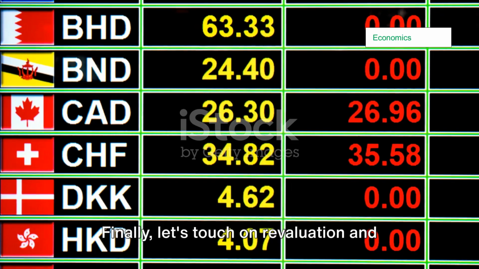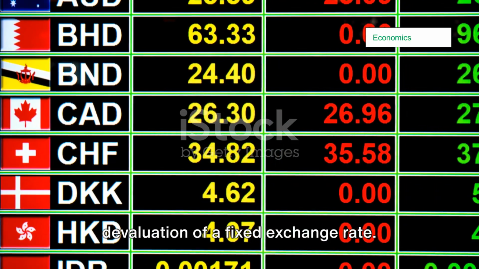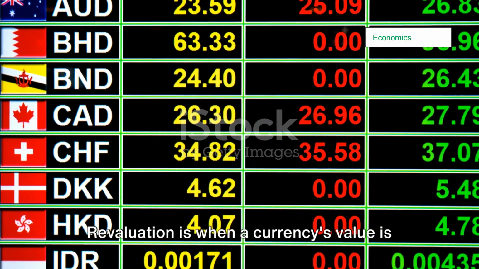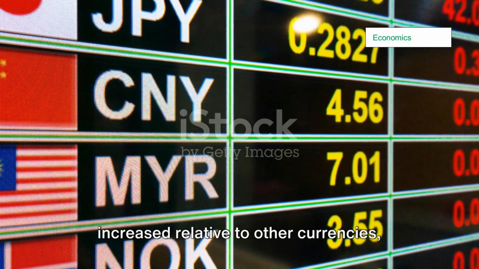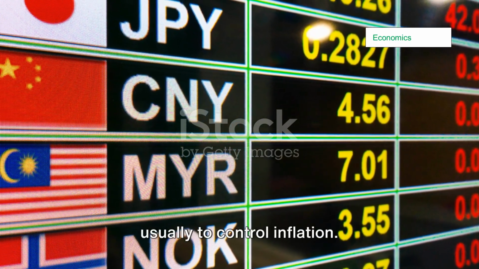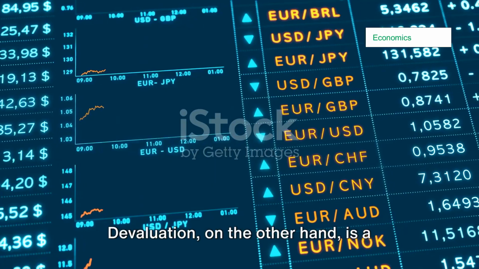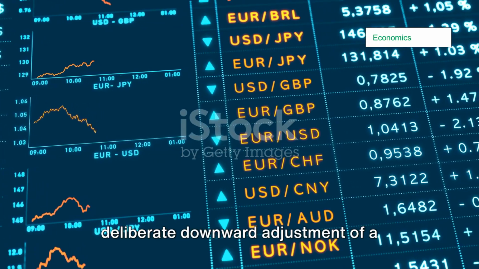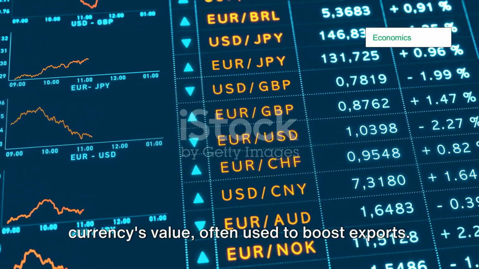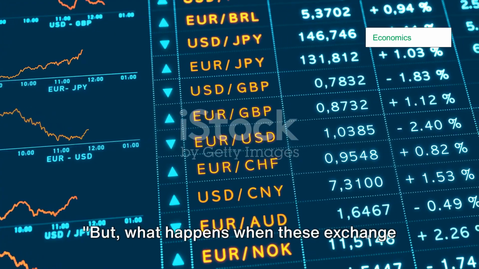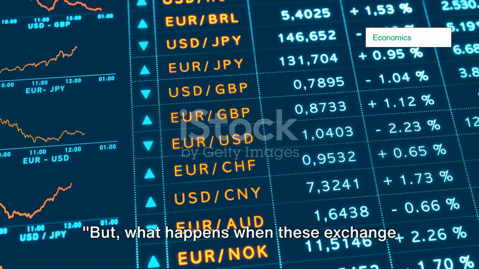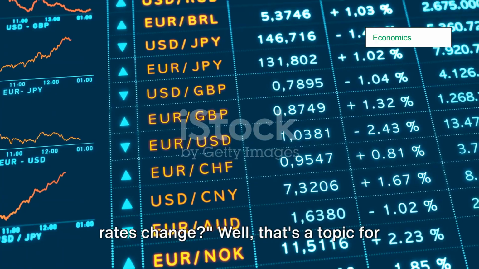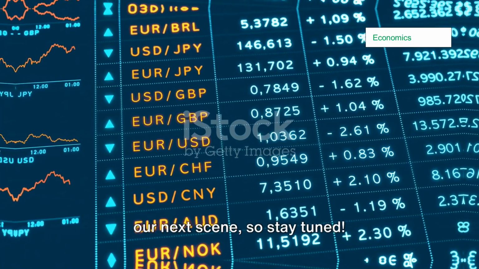Finally, let's touch on revaluation and devaluation of a fixed exchange rate. Revaluation is when a currency's value is increased relative to other currencies, usually to control inflation. Devaluation, on the other hand, is a deliberate downward adjustment of a currency's value, often used to boost exports. But what happens when these exchange rates change? Well, that's a topic for our next scene, so stay tuned.